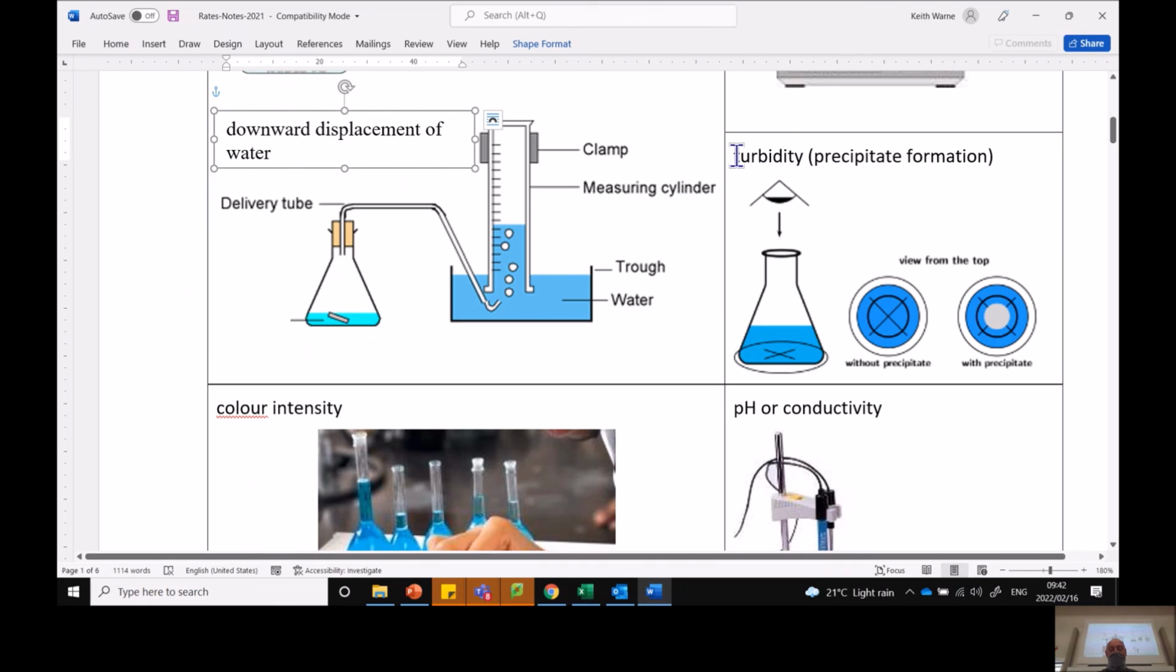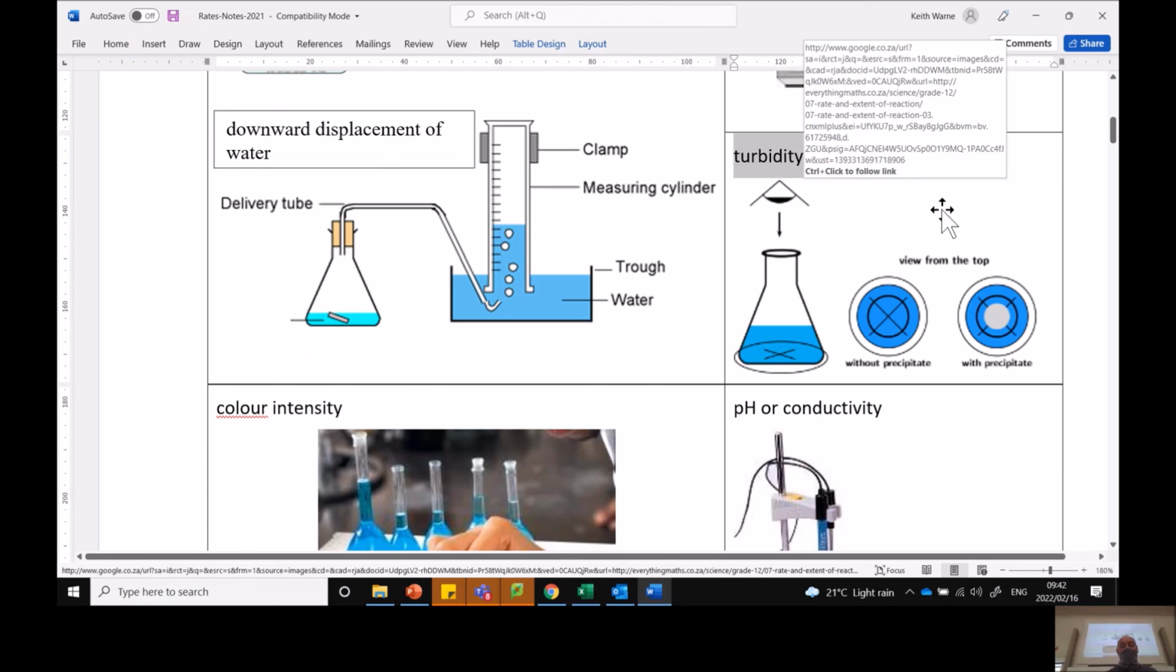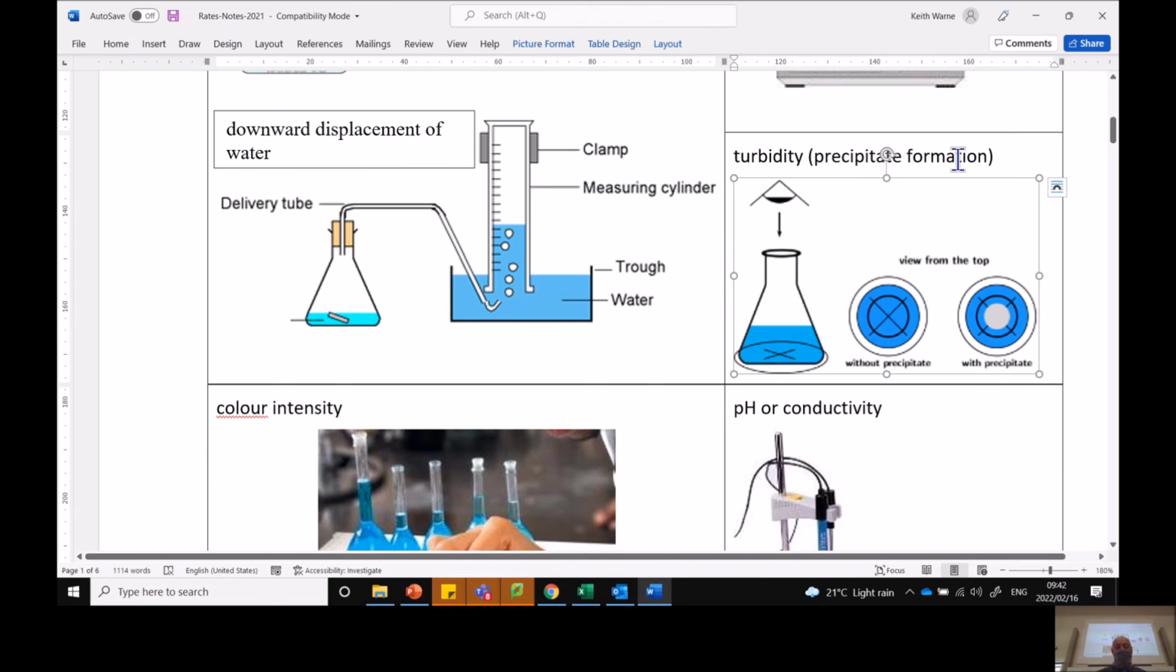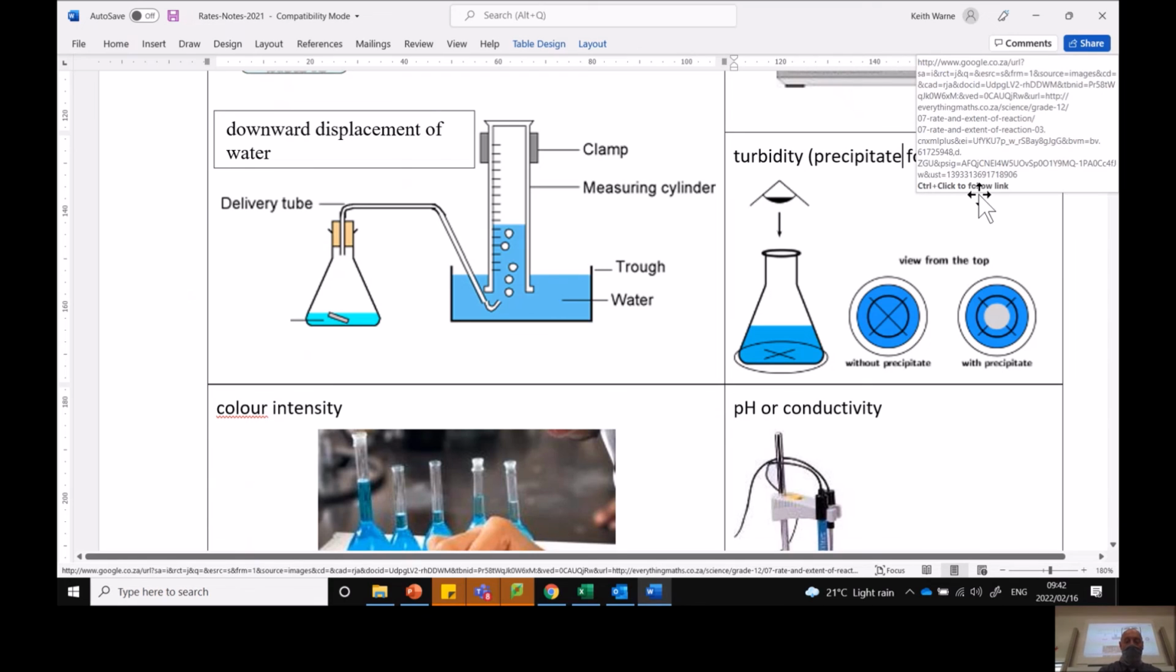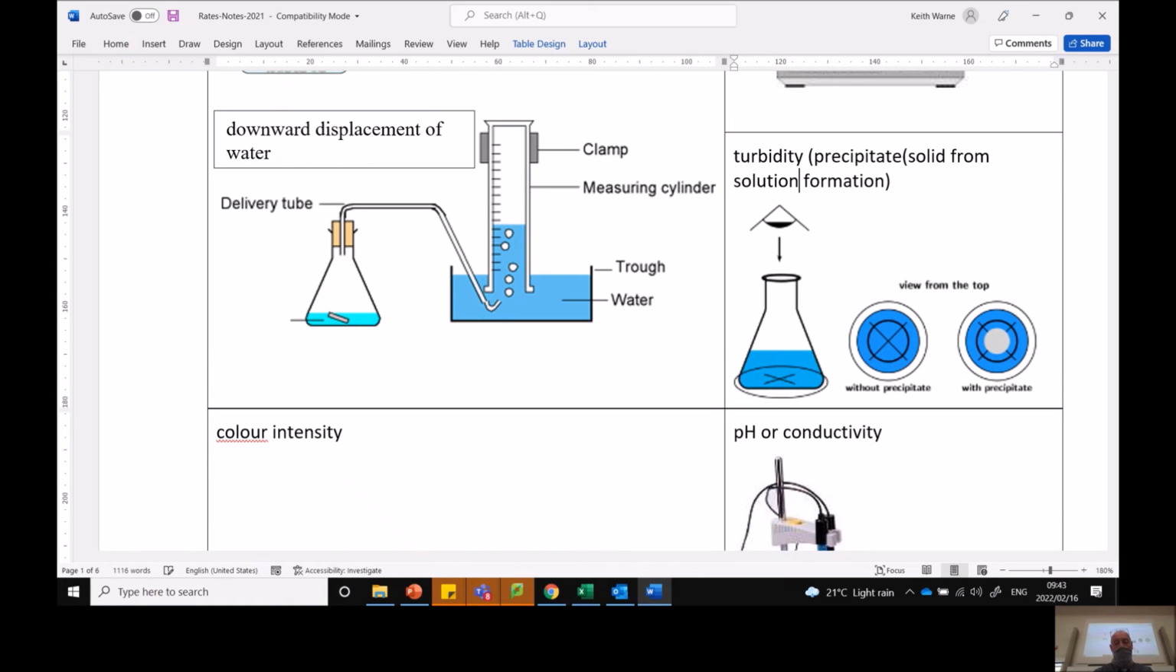This is the turbidity. This word, turbidity. What does that mean? Well, a precipitate is being formed. What's a precipitate? Solid coming out of a solution. Solid from solution. So a solid is formed from within a solution.